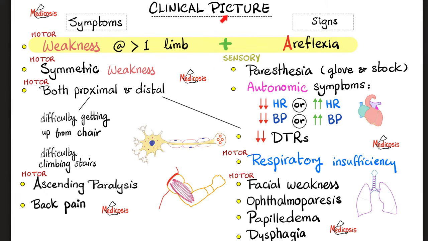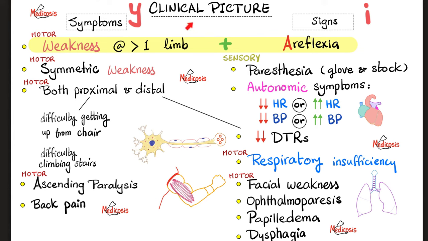The clinical picture, i.e. symptoms and signs of Guillain-Barré syndrome. First, what's the difference between symptoms and signs? Symptom has a Y, so you, as a patient, are going to tell me what is going on. However, signs has an I, so I, as a physician or a nurse, am going to discover it by physical exam. Symptoms: the patient complains of weakness, usually in more than one limb.